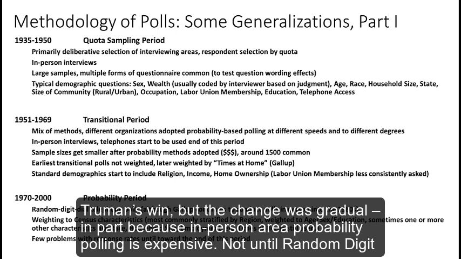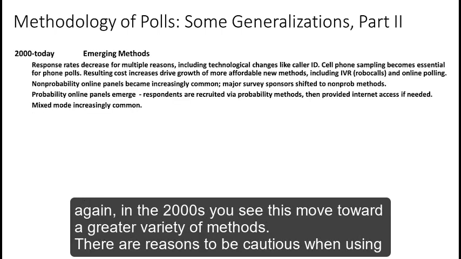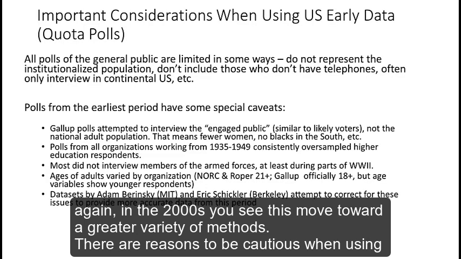Not until random digit dial telephone polling was developed did the vast majority of U.S. pollsters completely move to a probability-based approach. And then again, in the 2000s, you see this move toward a greater variety of methods. There are reasons to be cautious when using early data. The data can still be very valuable as long as you understand what you're using.